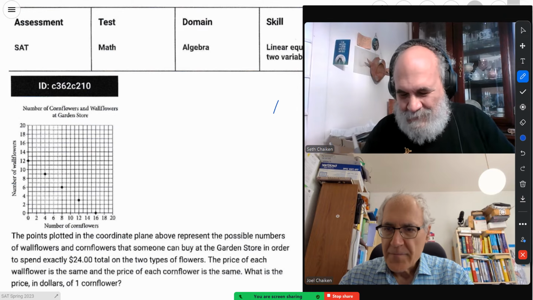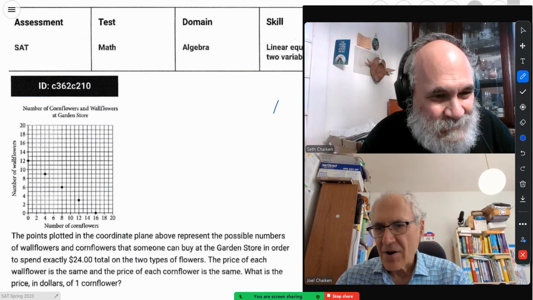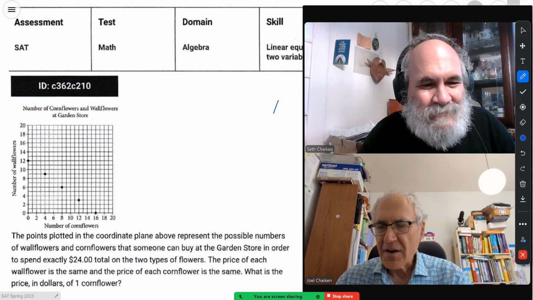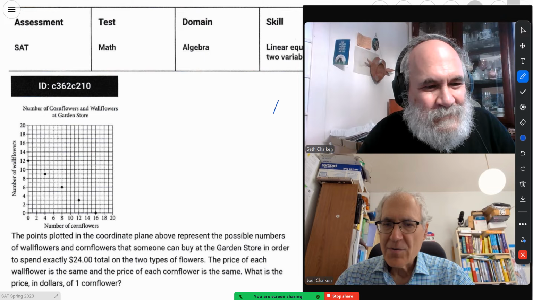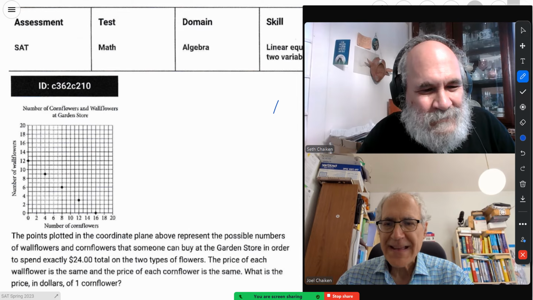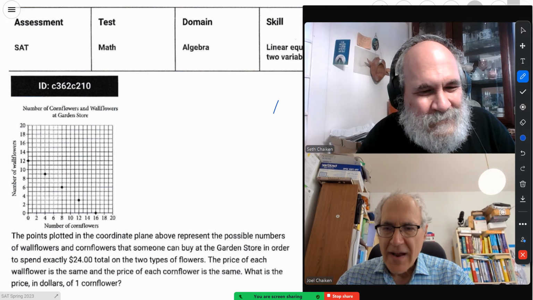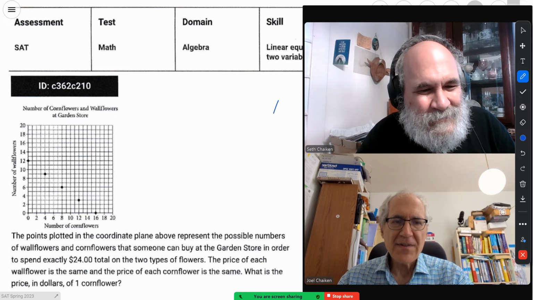Okay, here we go. We have a graph, number of cornflowers and wallflowers at a garden store. The points plotted in the coordinate plane above represent the possible numbers of wallflowers and cornflowers that someone can buy at the garden store in order to spend exactly $24 total on the two types of flowers. The price of each wallflower is the same and the price of each cornflower is the same. What is the price in dollars of one cornflower?